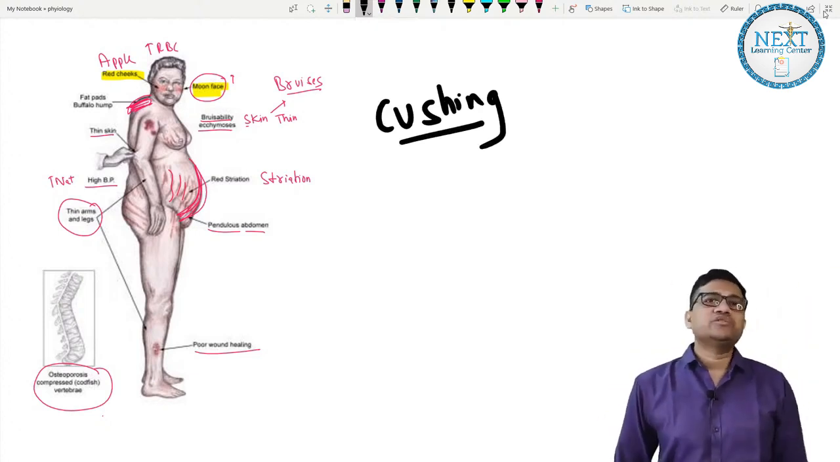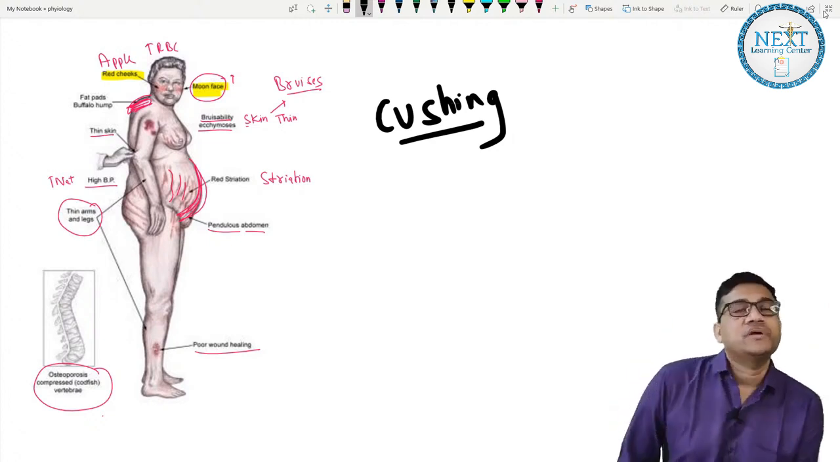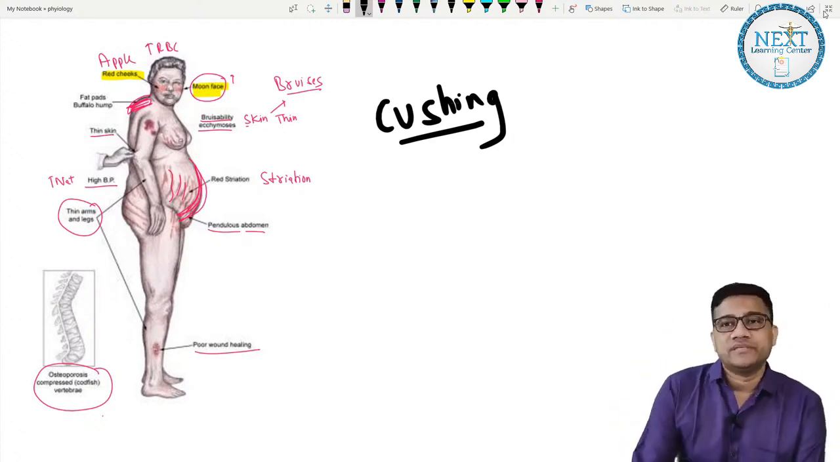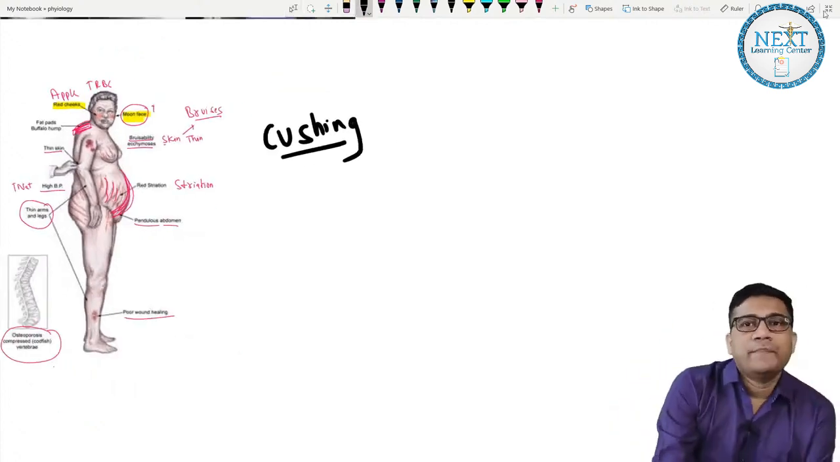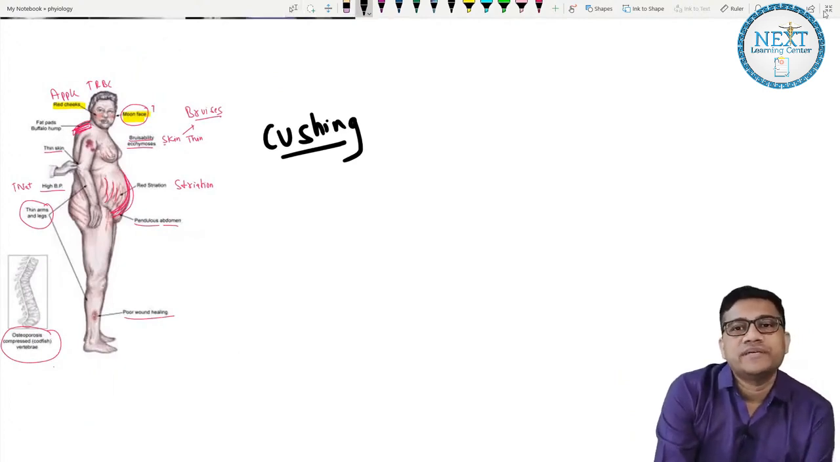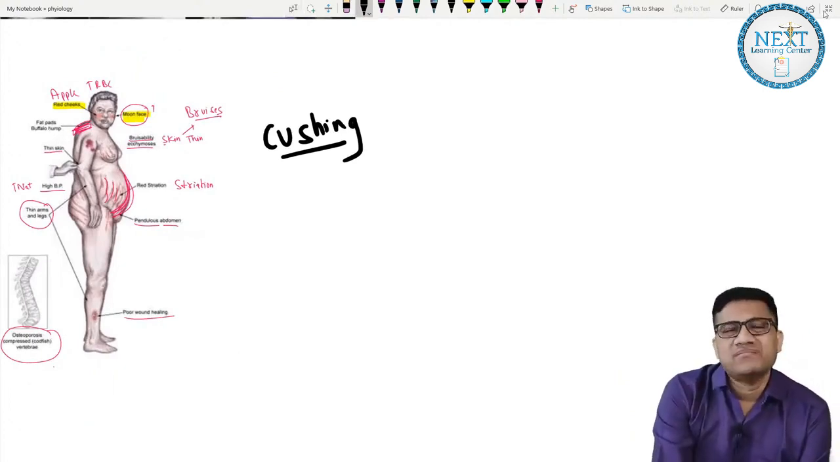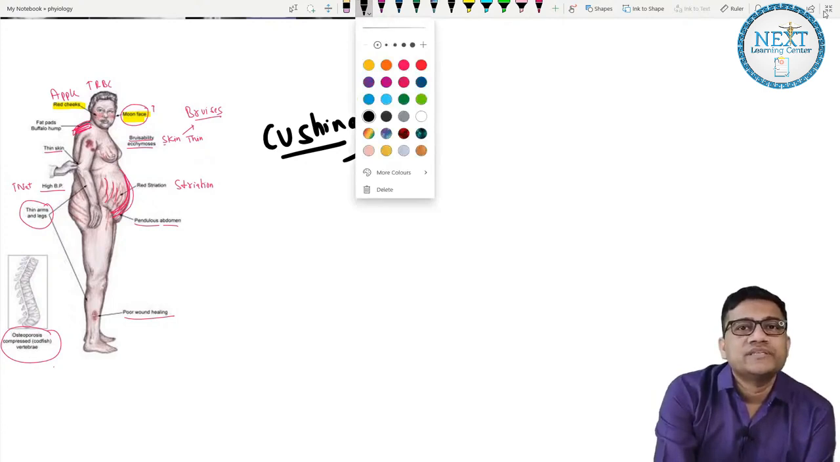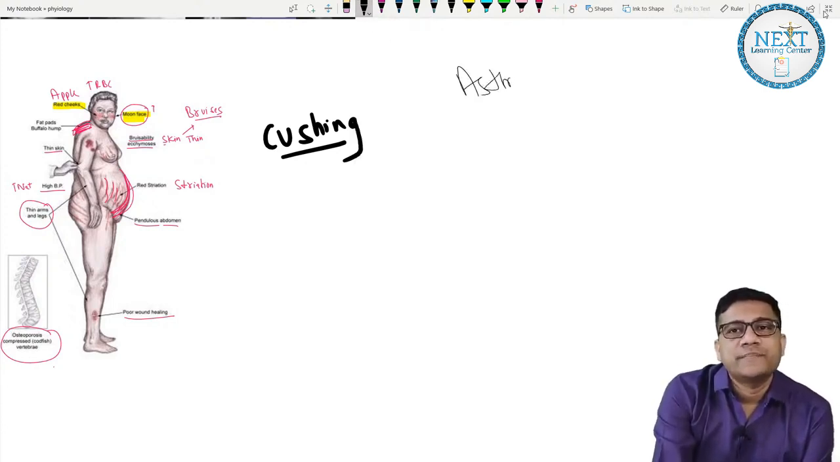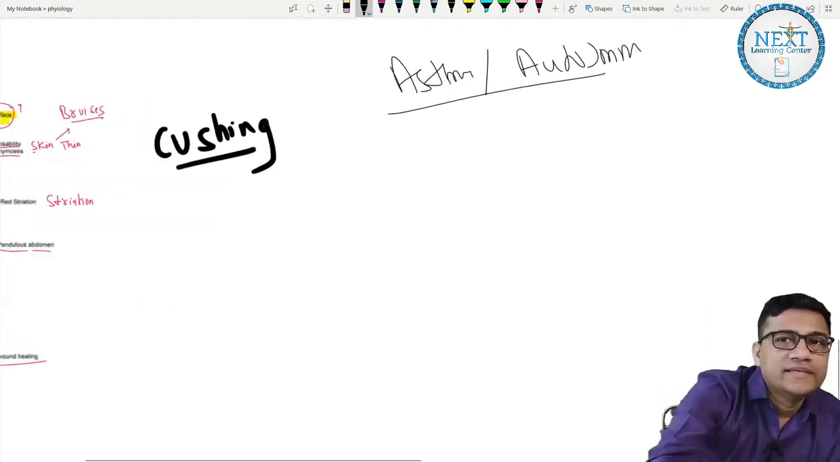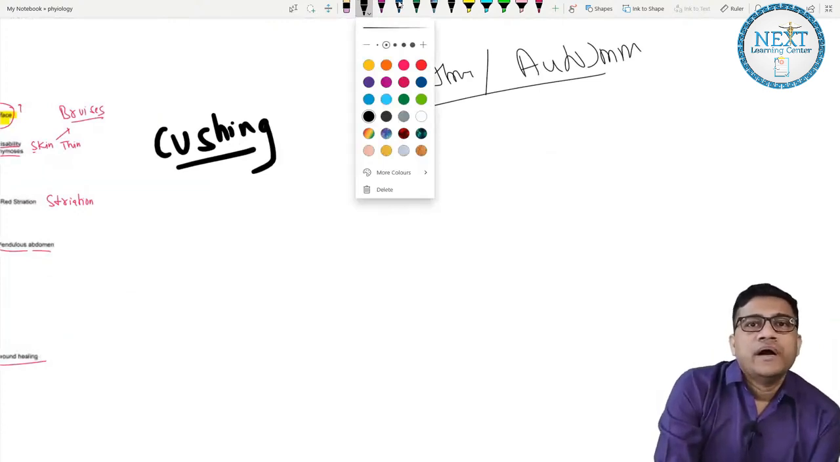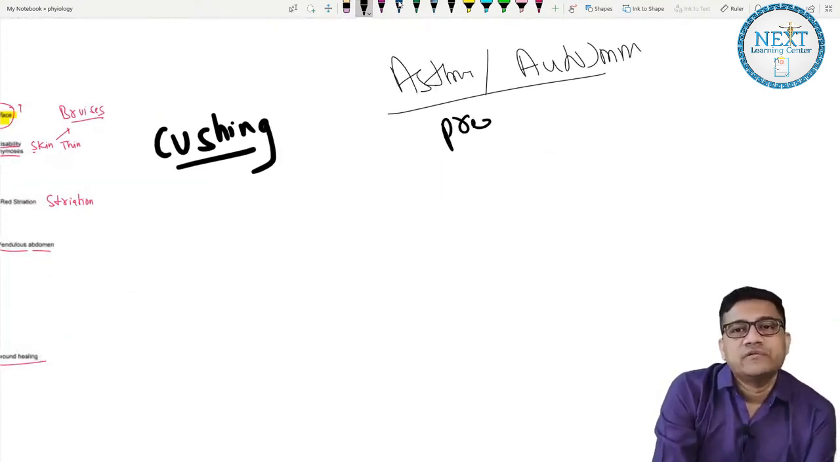Either it is by exogenous steroid which you are giving to a patient. Let's say a patient will give a history like this: a patient is suffering from some dermatitis or some joint disorder, or even asthma, or any autoimmune disease. Are you clear? And he is put on, let's say, prednisolone.